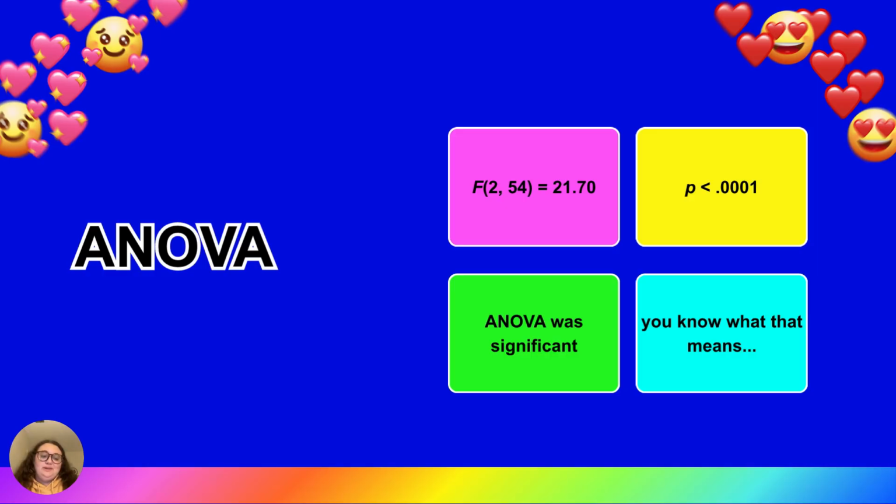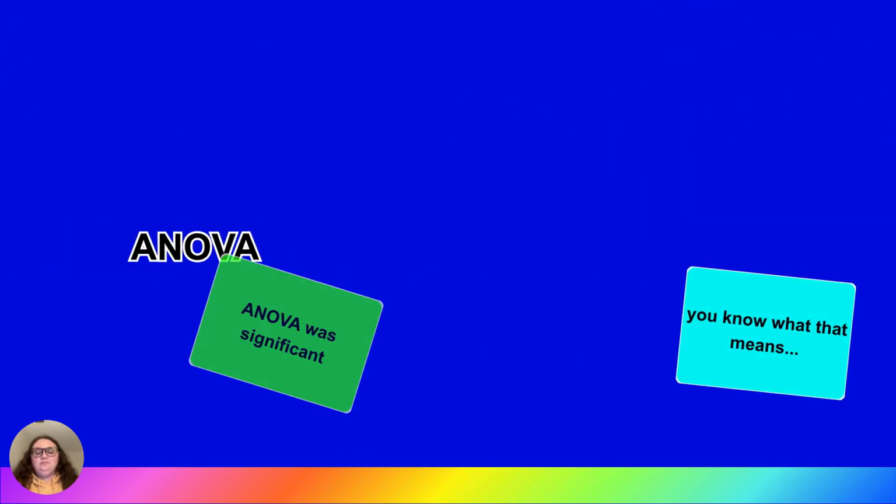the ANOVA was significant. P is less than 0.0001, which frankly doesn't seem correct, but that's what I wrote in my paper, so I guess that's it. And that's really significant. Usually it's 0.05, with confidence intervals and such. But a p-value of that is real, wow. Anyways, because the ANOVA was significant, you know what that means.